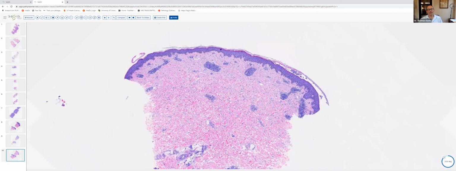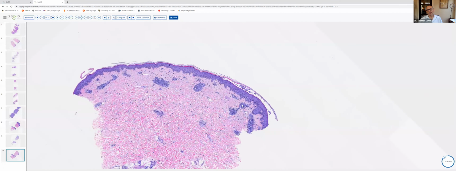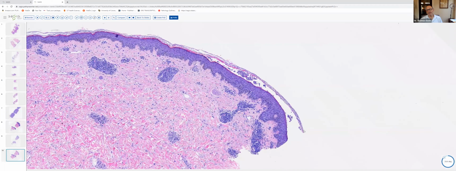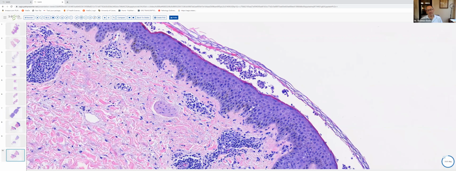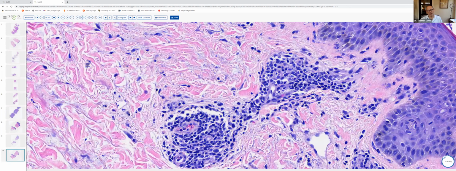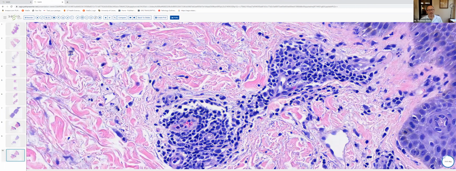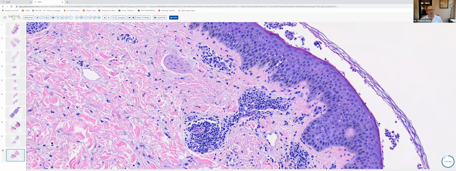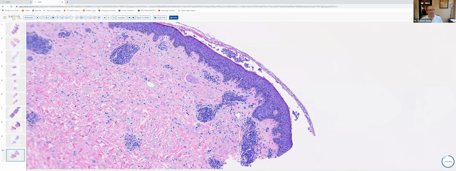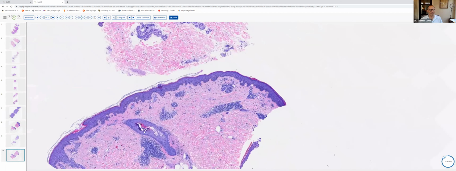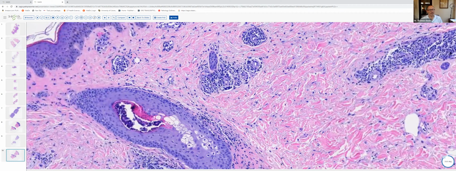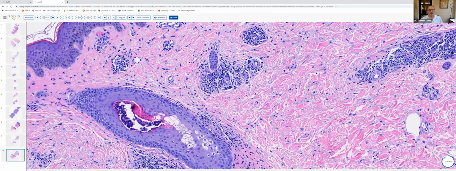If we zoom in to slightly higher power, we can see that there's a split in the cornified layer, and in actuality, we have a little subcorneal pustule here. The infiltrate within the dermis is composed largely of lymphocytes and a few histiocytes. There's a rare neutrophil here. If we look at the other piece, we have a little focus of suppurative folliculitis with some neutrophils in this follicular canal.